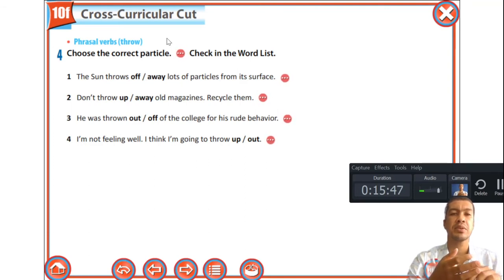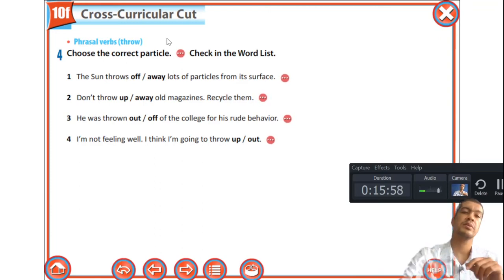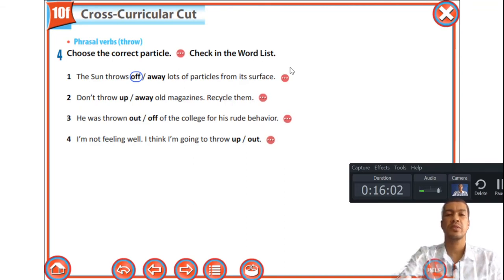For example, the sun throws off or away lots of particles from its surface. The correct answer that we have here, as we use our phrasal verb, is the sun throws off lots of particles from its surface. Next, don't throw old magazines, recycle them. Do we say don't throw up or don't throw away? That is our second phrasal verb: don't throw away.